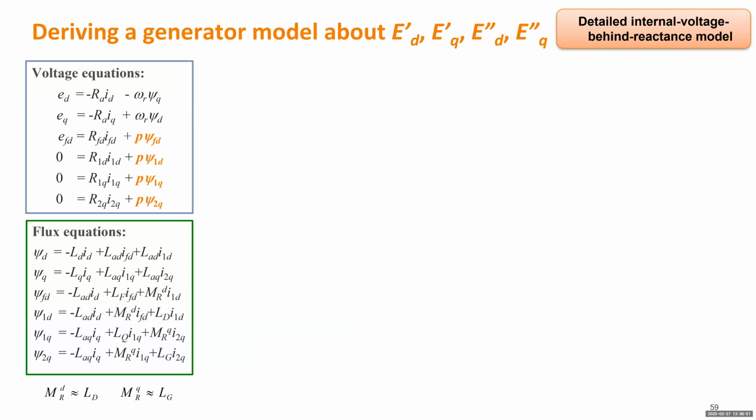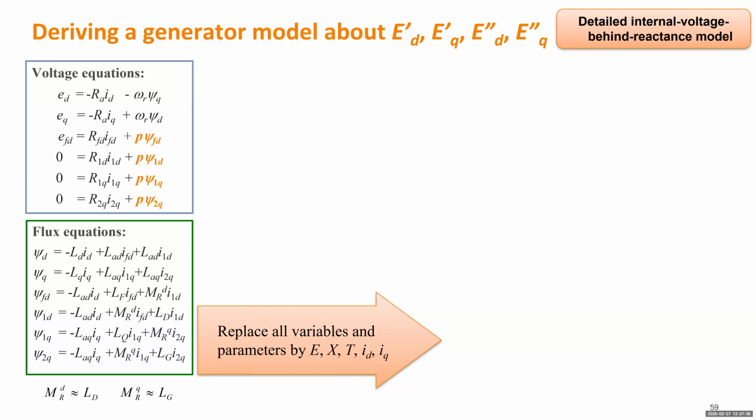Okay, so next we're ready to derive the first generator model, which is the 2.2 model. Here we're going to use ED single prime, EQ single prime, and ED and EQ double prime as the state variables. We know those single prime and double prime voltages are basically just proportional to the flux linkages. But the Q and the D have a 90-degree shift, which means ED single prime comes from the flux linkage in the Q axis, and EQ single prime comes from the flux linkage in the D axis.